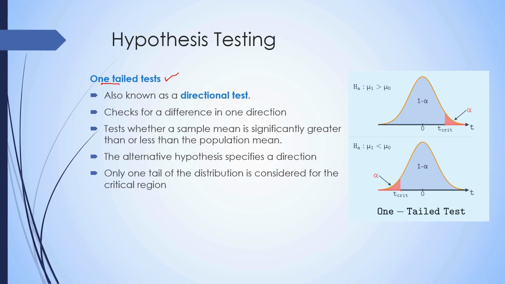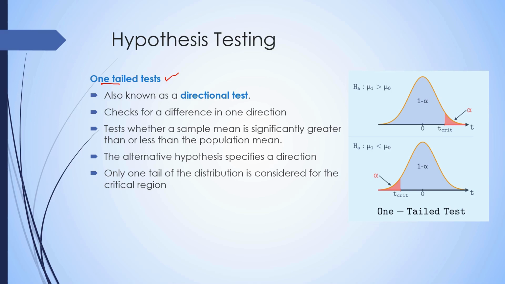For example, you are testing the efficacy of a new drug on blood pressure. So you are saying that this particular drug has a positive influence on the blood pressure, or it decreases the blood pressure. So you're giving a particular direction to that test. This is one tail test. Or you can also say that this particular drug increases the blood pressure, that is, it has a negative outcome on the blood pressure of a person. Here also you are giving it a particular direction. So this is called directional test or one tail test.